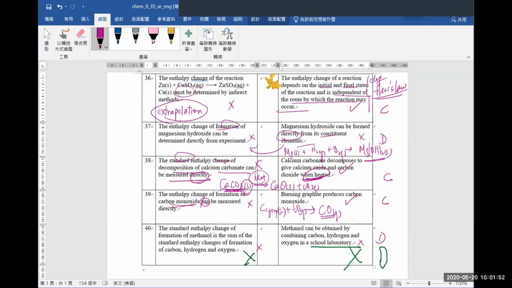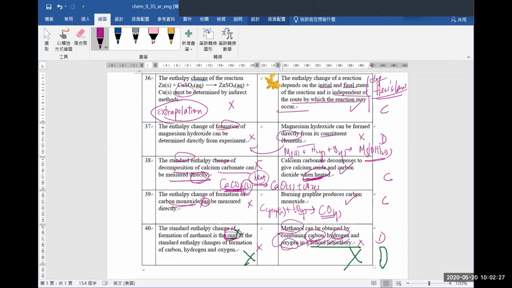Methanol can be obtained by the... It's not under school lab. Even outside school lab, you still cannot. Carbon, hydrogen, oxygen cannot just be placed here and react together to form methanol. The key is not school lab. In the world, we cannot use this to produce methanol. So how about the first statement? The standard enthalpy change of formation of methanol is a sum of this. It's not the sum.